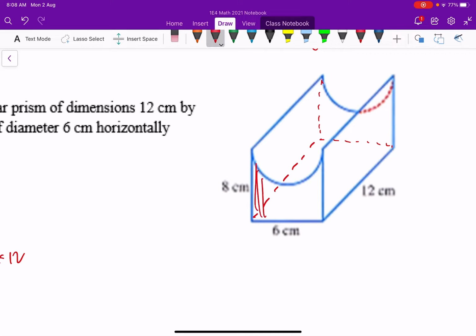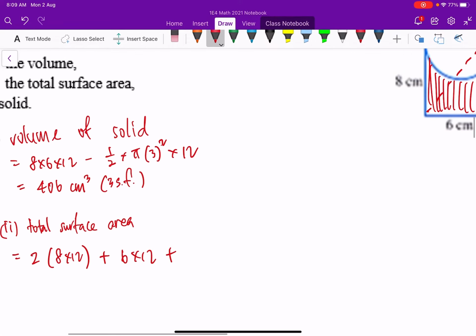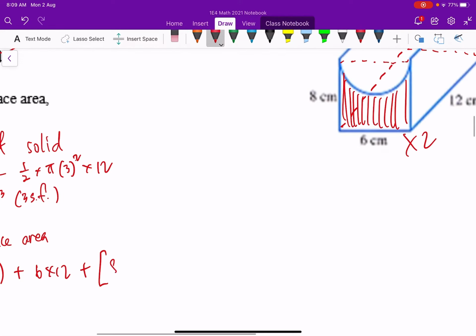Yes, this side. There are 2 of them. Okay, so basically you just need to calculate area of a rectangle minus half a circle. Okay, so I put a big square bracket, area of a rectangle, so 8 times 6, minus half times pi r squared. Okay, and how many of them? There are 2, so I need to write the 2 in front. Okay, because there are 2 of them.